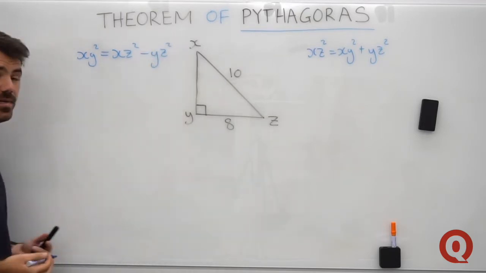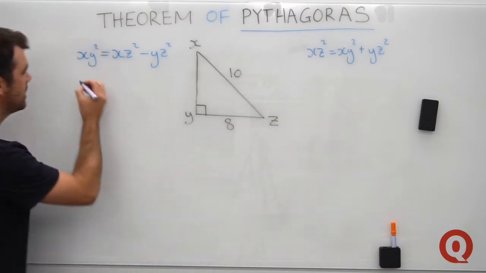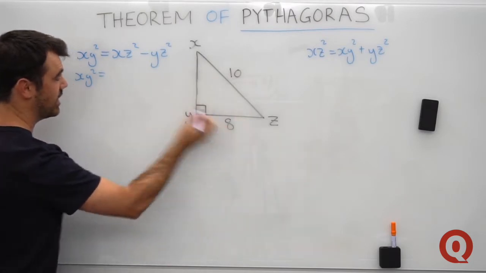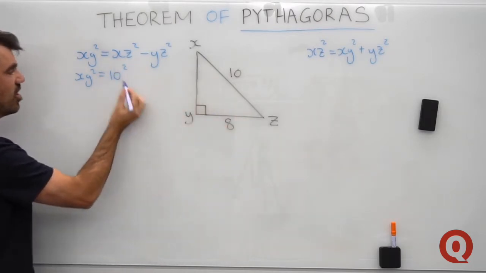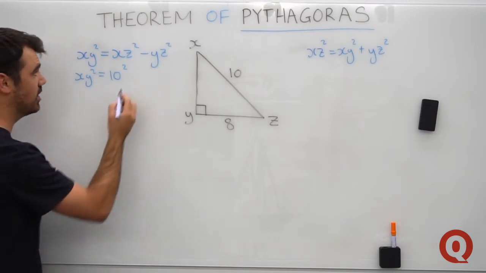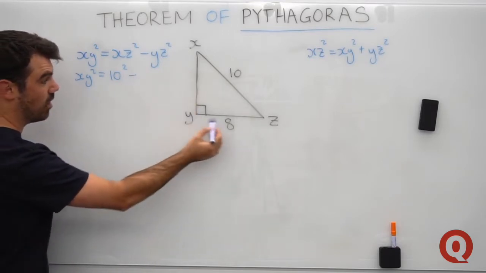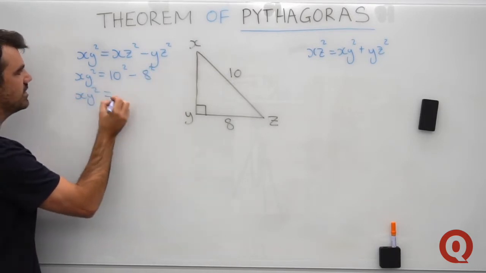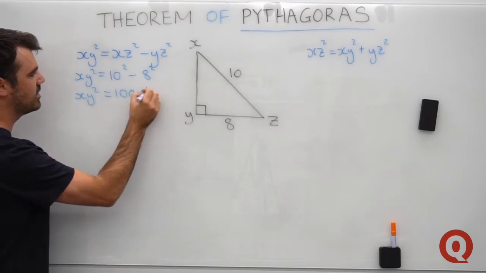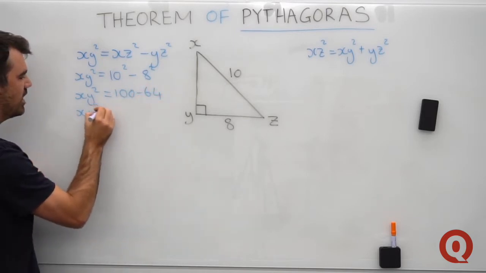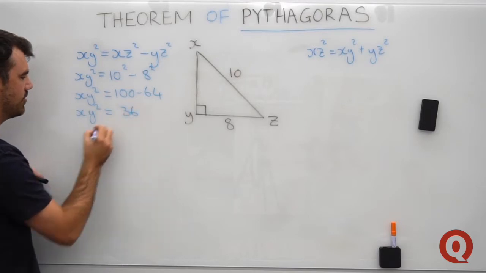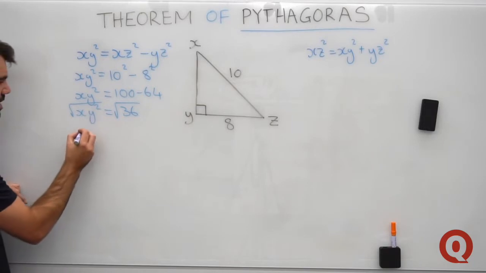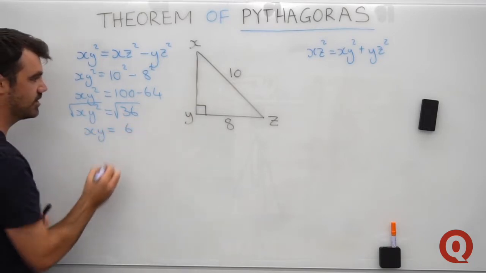And now I simply substitute in the values that I have. So it's now going to be XY squared is equal to XZ, which is 10 squared. I'm just going to use no brackets this time to show you that it's going to be the same answer. Minus YZ squared, which is 8 squared. So now I've got XY squared is equal to 100 minus 64. So XY squared is equal to 36. Like I did earlier, you've got to square root both sides to get rid of that square sign. So XY is equal to 6.